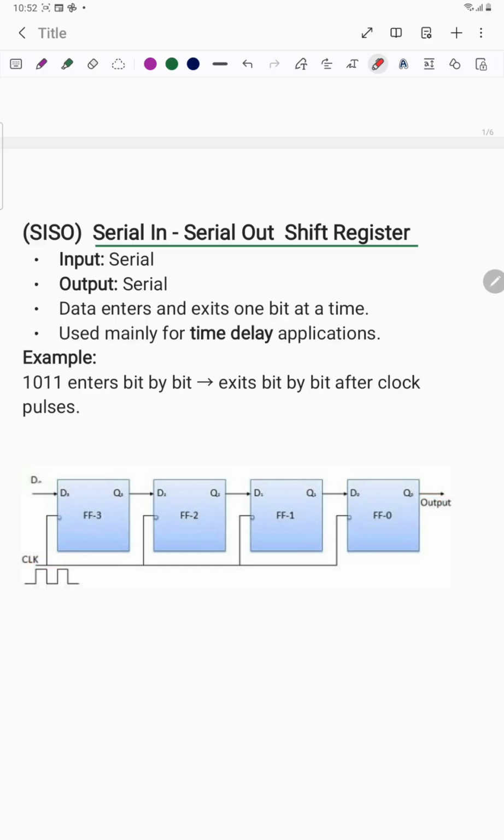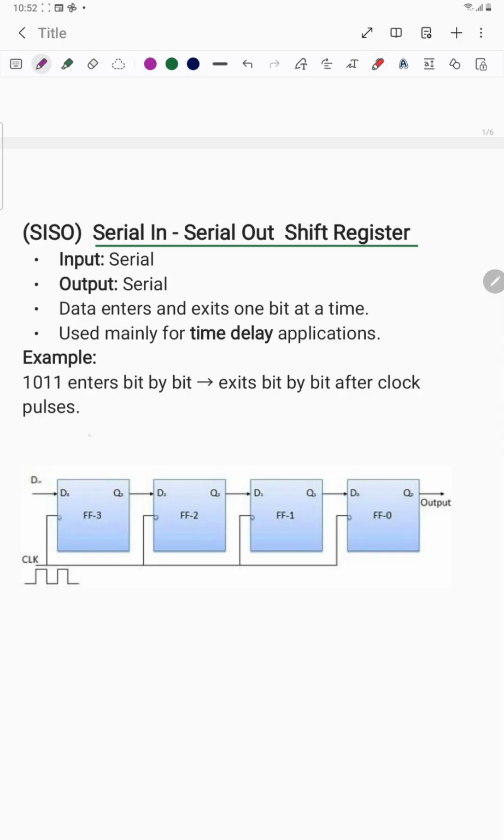It means the input is connected serially, and the output is also in serial manner. Then you have to draw a clock signal and connect the clock signal to all the flip-flops. It's very easy. This is the serial in and serial out shift register. The input is serial, the output is serial. Data is entered and exited one bit at a time.